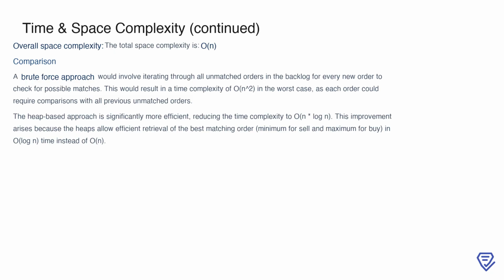Now, let's compare this heap-based approach to a brute force method. In a brute force approach, for every new order, we would iterate through all unmatched orders in the backlog to find possible matches. This would result in a time complexity of O(n^2) in the worst case, as each order could require comparisons with all previous unmatched orders. By contrast, the heap-based approach improves efficiency significantly. Heaps allow us to retrieve the best matching order, either the minimum for sell orders or the maximum for buy orders, in O(log n) time, rather than O(n). This optimization reduces the time complexity from O(n^2) to O(n * log n), making the heap-based approach far more scalable for large inputs.